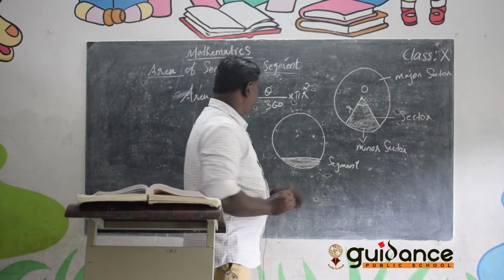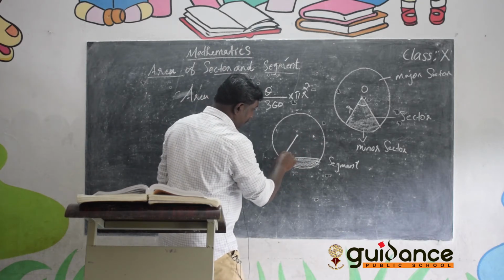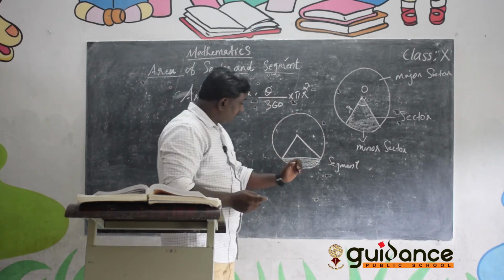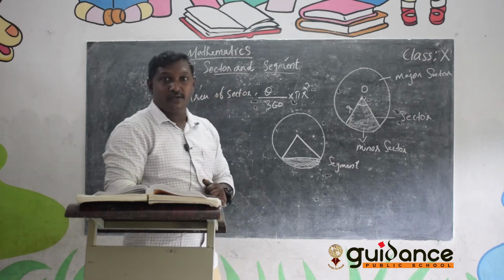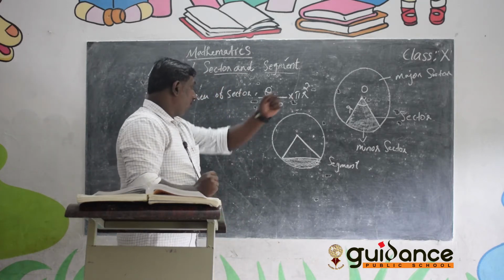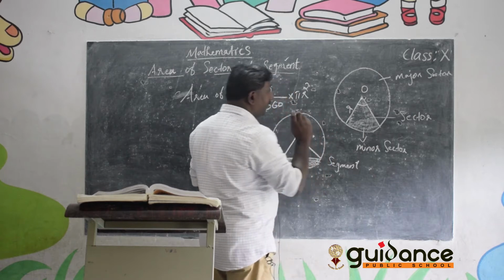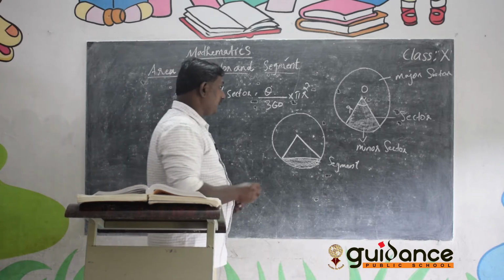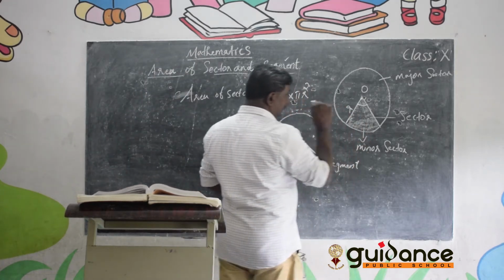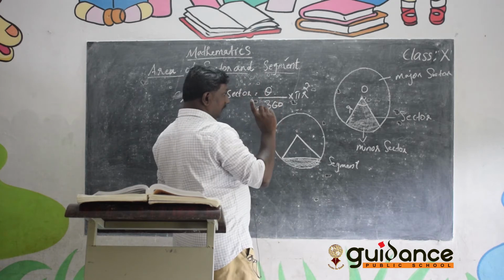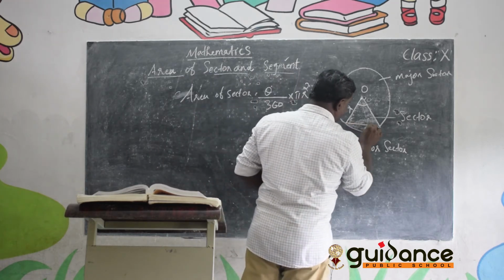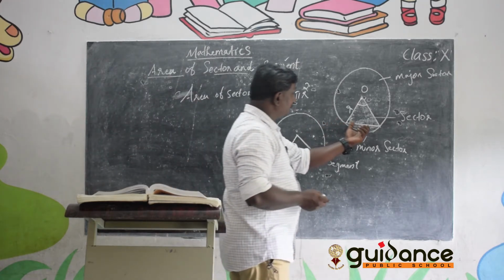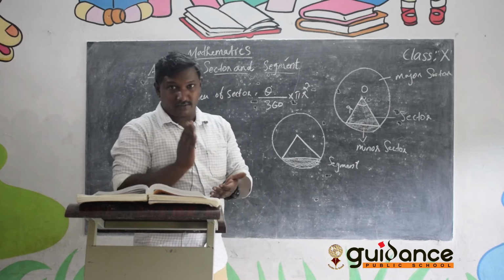Listen here. When we want to find out the area of a segment, at that time what we have to do? We have to subtract the area of a triangle from the area of a sector. Look here, we discussed earlier a sector, you know how to find the area of a sector. From that we have to subtract the area of the triangle, then the remaining portion will be the area of the segment.